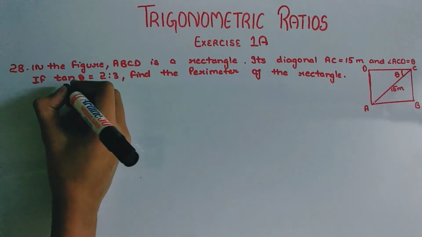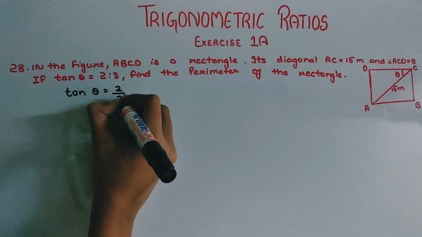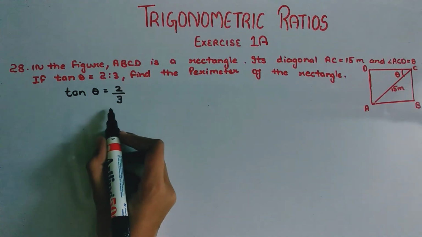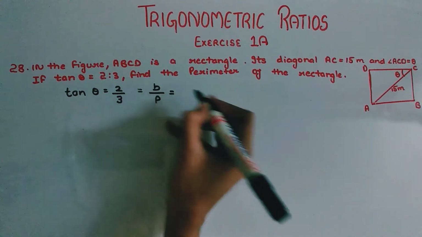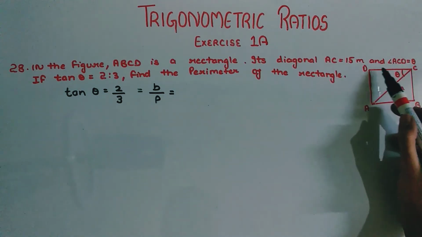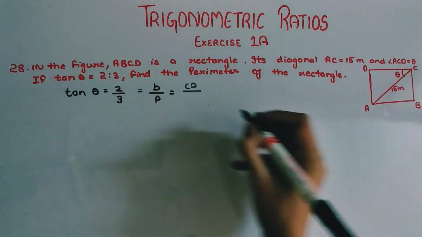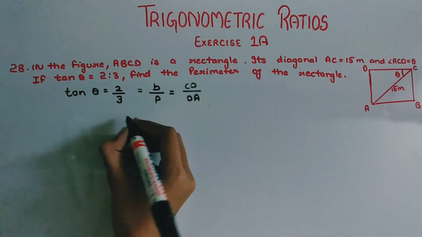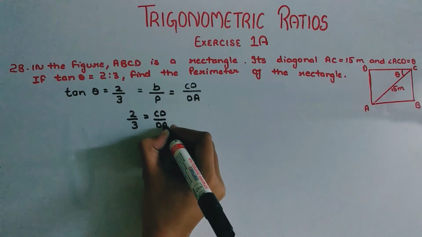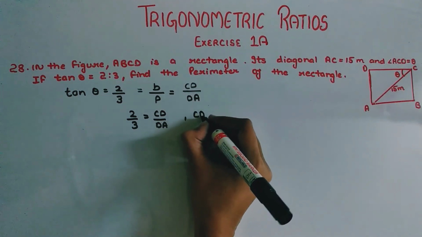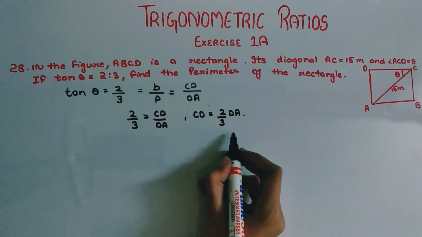First of all, we are given that tan theta is equal to 2 divided by 3. But we know that tan of angle theta is base divided by perpendicular. Now for angle theta, we have base, that is CD, divided by perpendicular, that is DA. We have 2 by 3 is equal to CD divided by DA. Hence from here CD will be equal to 2 by 3 multiplied by DA. This we have value of CD.